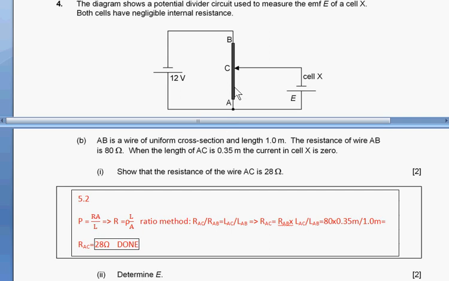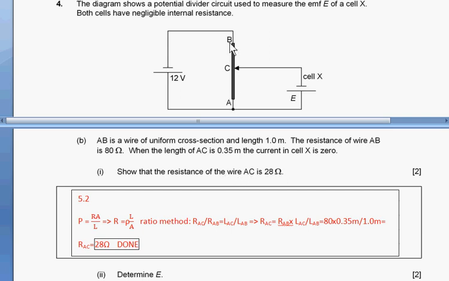AB has length 1 meter. Resistance of AB is 80 ohm. When length of AC is 0.35, the current in cell X is 0. Show that resistance of AC is 28 ohm.